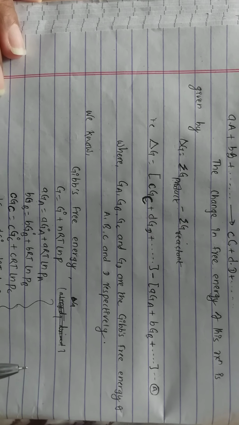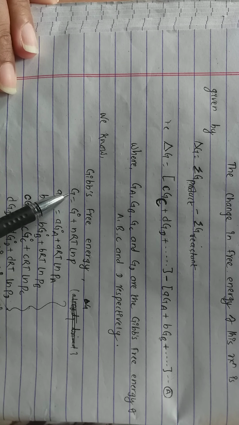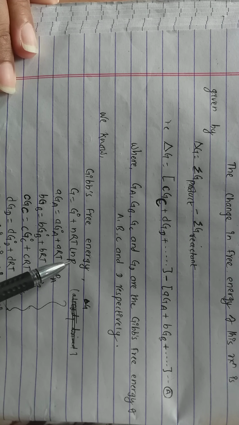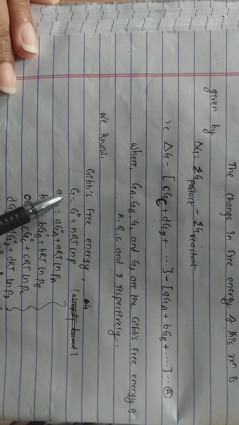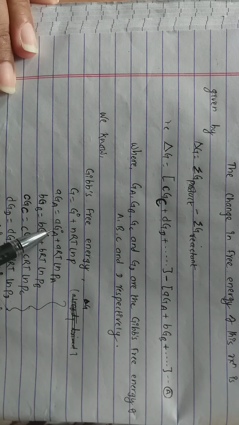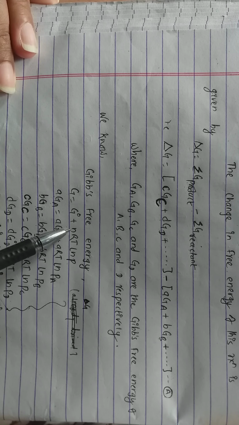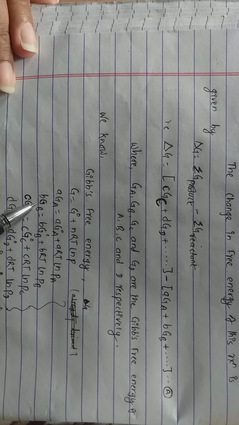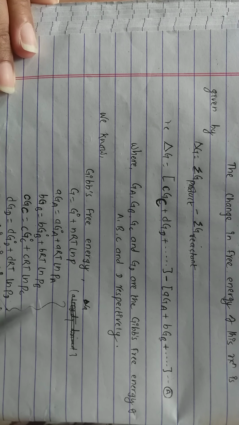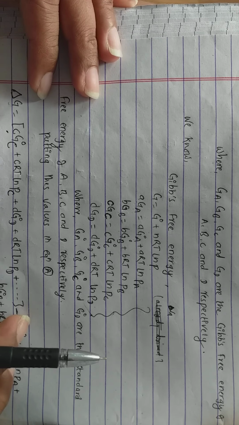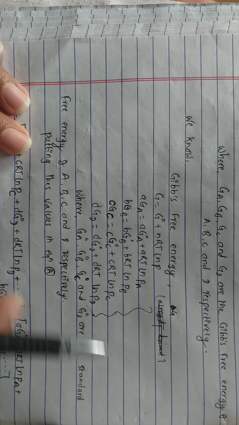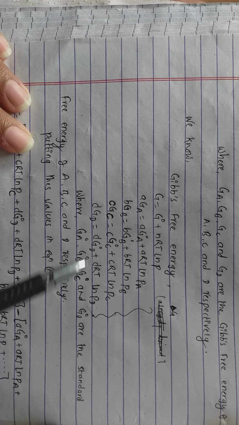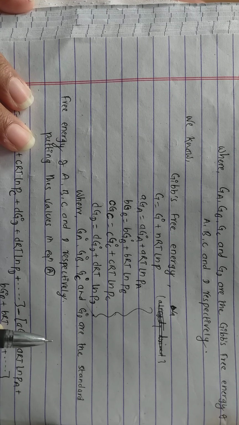We know that Gibbs free energy G is equal to G° (the standard free energy) plus nRT ln P. For A, we write aGa = aG°a + aRT ln Pa, where instead of n we write a. Similarly, for B, C, and D we can write respectively. Now we put the values of aGa, bGb, cGc, and dGd in equation 1.